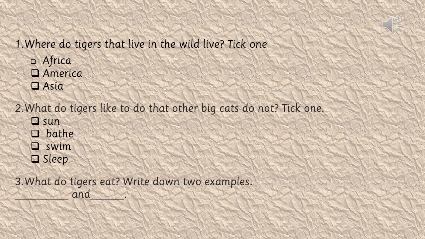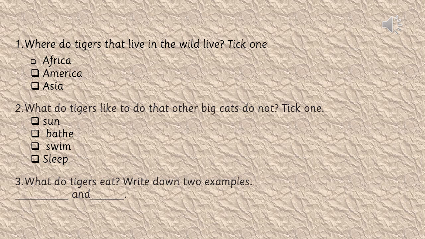Where do tigers live in the wild? Take one answer. They are found in Africa, they are found in America, or they are found in Asia. Where do they live in the wild? Number 2, what do tigers like to do that other big cats do not? Take one answer. They like to sit in the sun, they like to bathe, they like to swim, or they like to sleep. What the other cats don't like, but the tigers like to do.